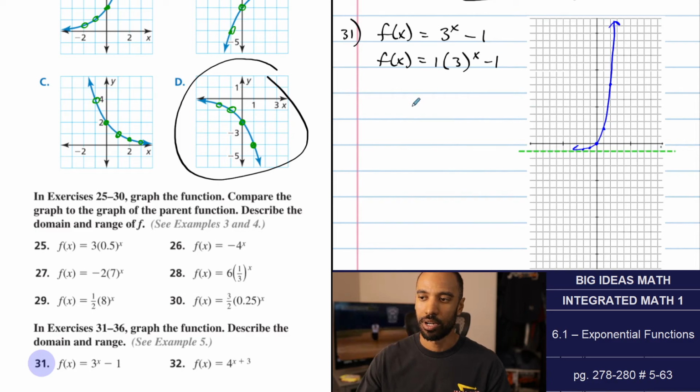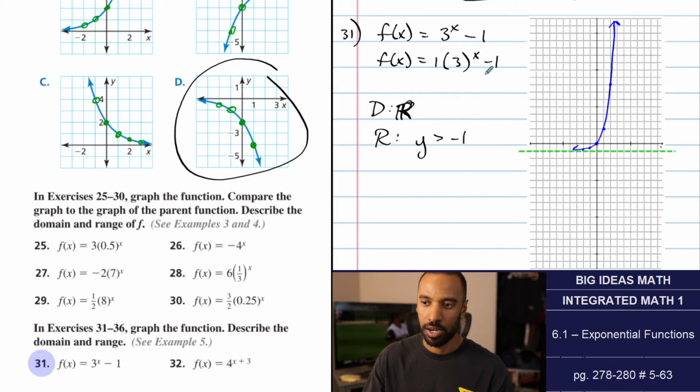Now, the domain's still not going to change, guys. This is all real numbers. But the range will change because now y values don't approach it. In fact, we can hit some negative numbers. We can hit everything down to -1 without actually hitting -1. And that's the point. Y has to be greater than -1. The k value determines our range.